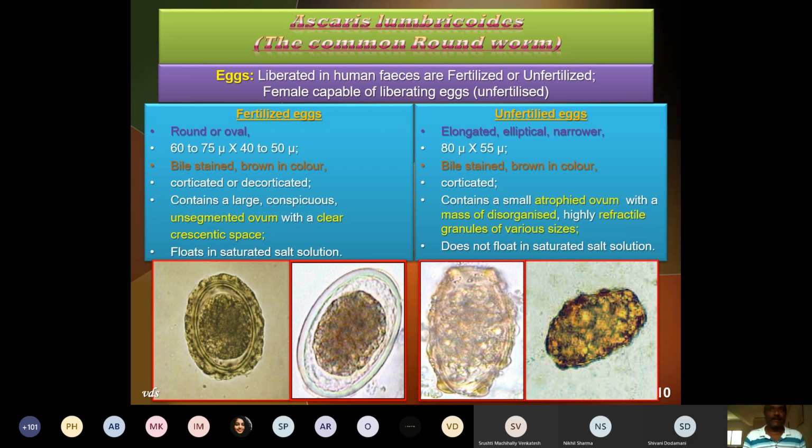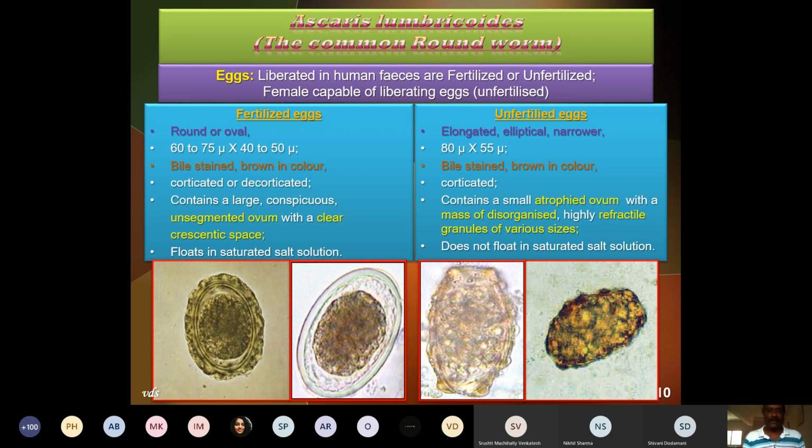This crescentic space is actually a vacuum, and this is clearly seen in the fertilized egg because the ovum is much more compact. Okay, now such a compact ovum with a crescentic space is the important characteristic feature of the fertilized egg.